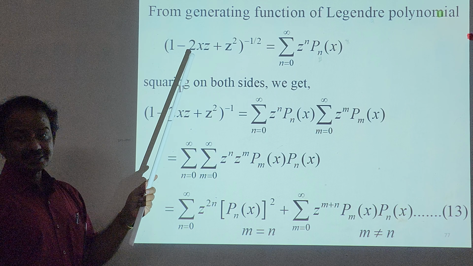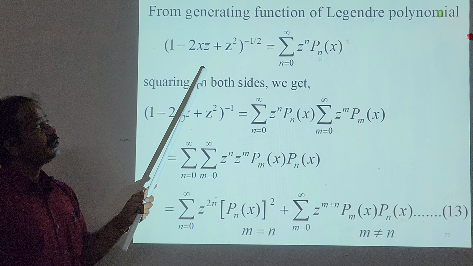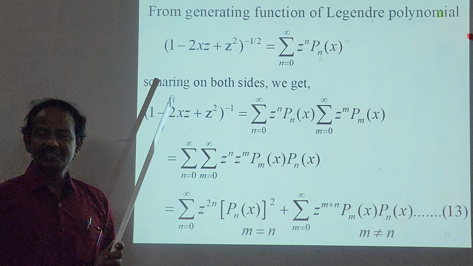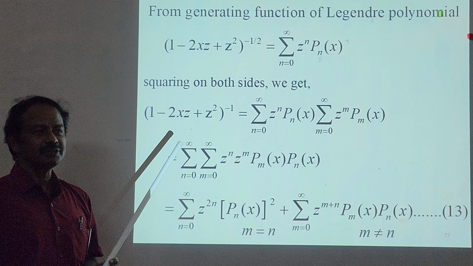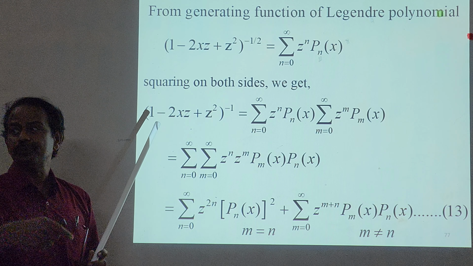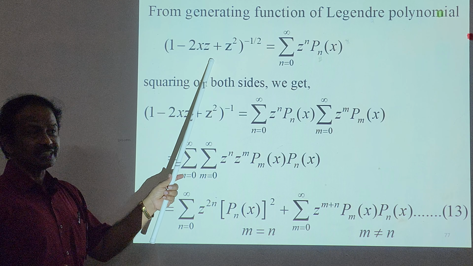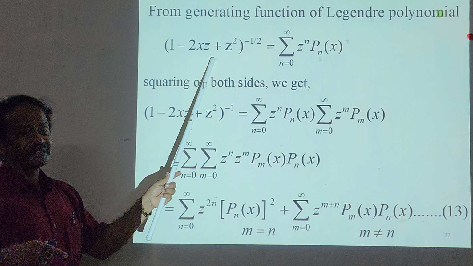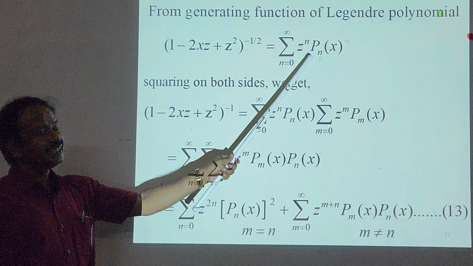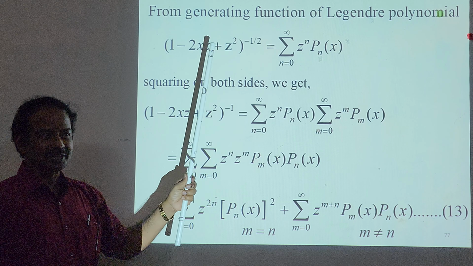Now we are going to discuss the case m equals n using the generating function of the Legendre polynomial. We discussed in the last video lecture the generating function of the Hermite polynomial, which can generate the Hermite polynomials. Similarly, this function, 1 minus 2xz plus z squared to the power minus 1 by 2, will generate the Legendre polynomials. You have to remember this one.